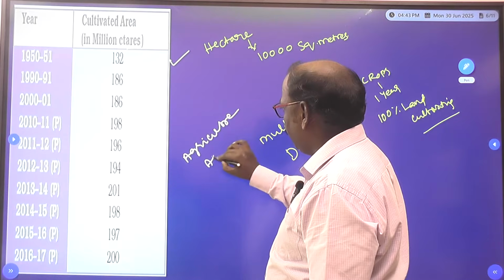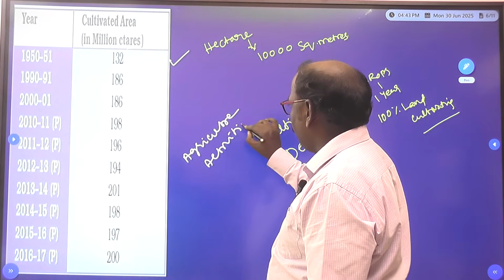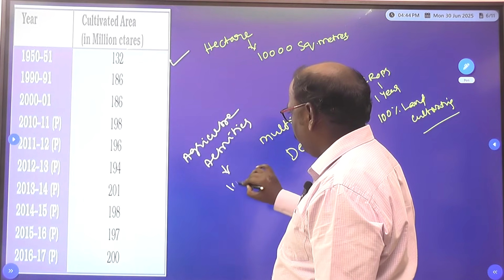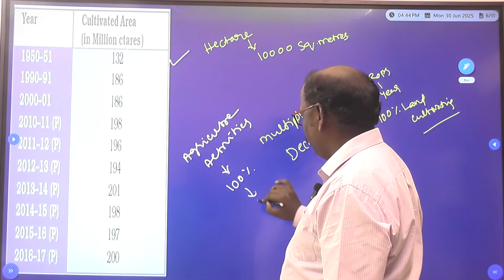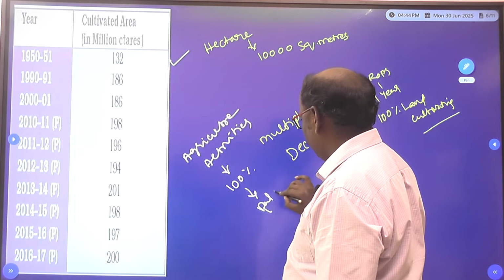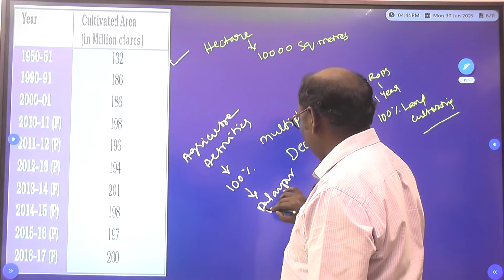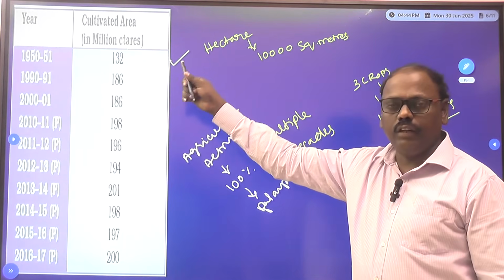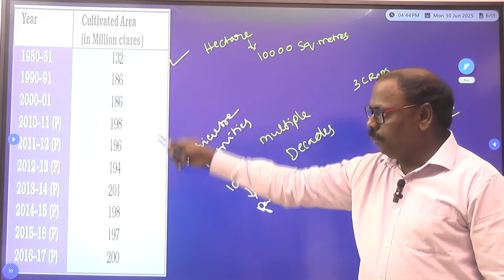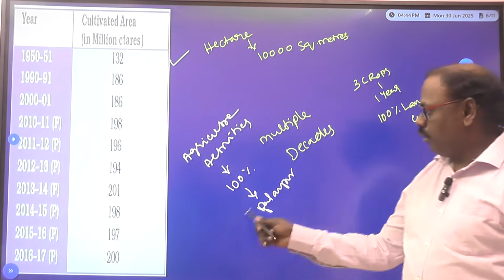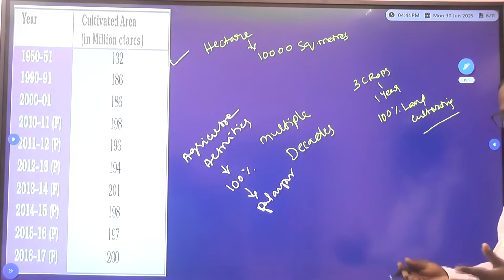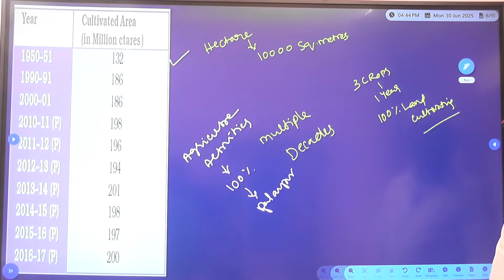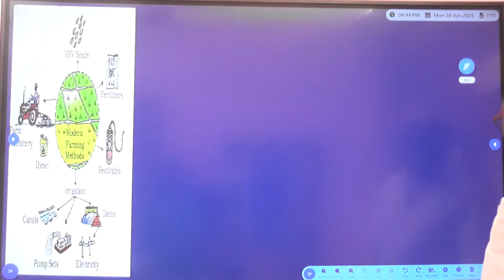Agriculture activities are 100% maintained in Palampur. Where? In Palampur village. So this is how they are cultivating the land across the multiple decades in that Palampur village. Now let's see what else is there in the Palampur village.